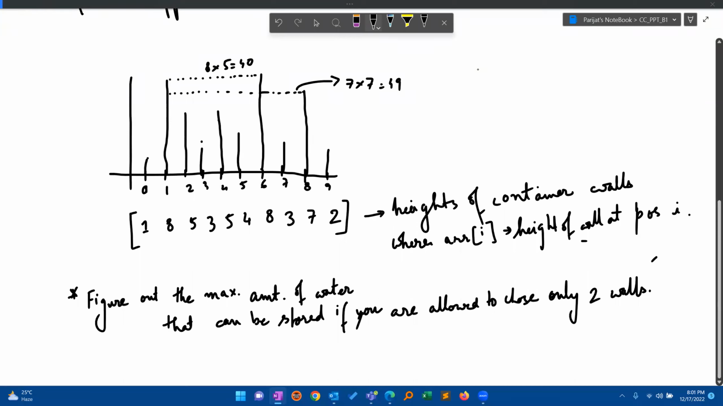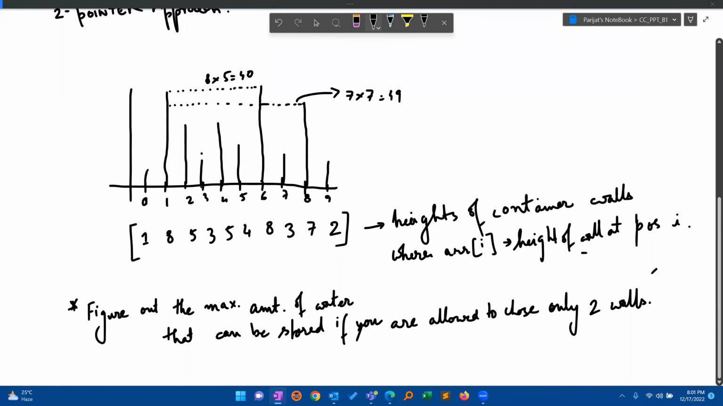Anyone, any other? Or if you want to think of something similar, like have two pointers, one at the beginning and one at the end, but then what? You can calculate the area between the first and the last, but then what do we do? Or how do we move the pointers?